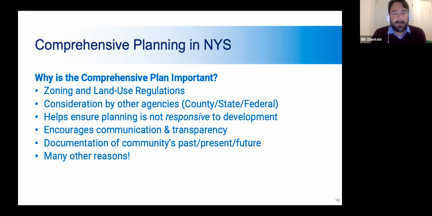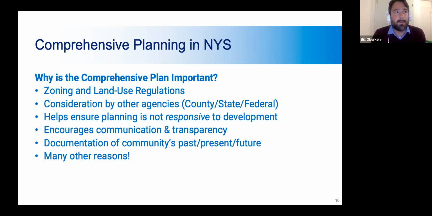So why is this important? Zoning and land use regulations, as I just mentioned, if those aren't grounded in a comprehensive plan, and a developer comes in and sees a solar law that's too restrictive, they could theoretically challenge that law in court. And if the land use regulations are not based on a comprehensive plan, it's a vulnerability for you as the municipality.